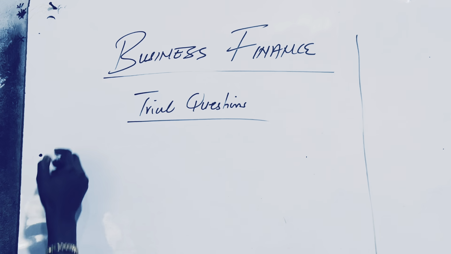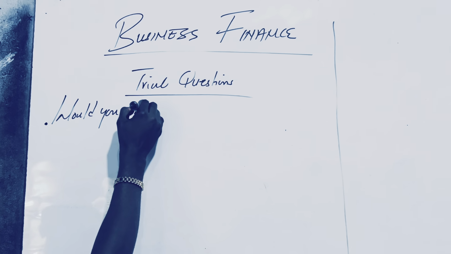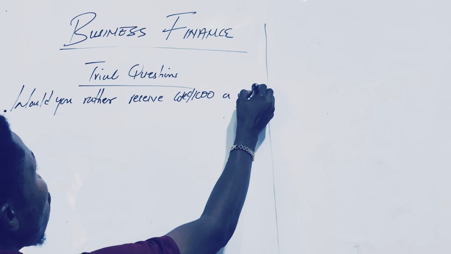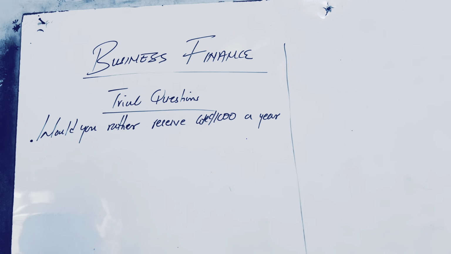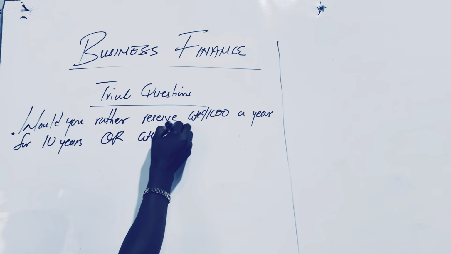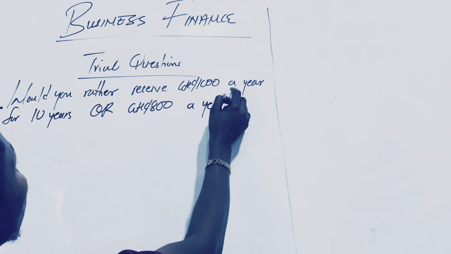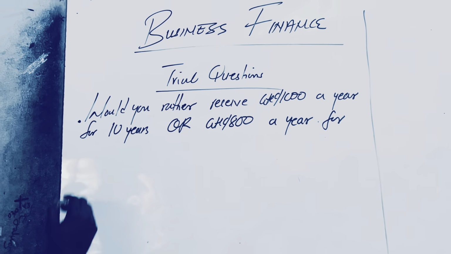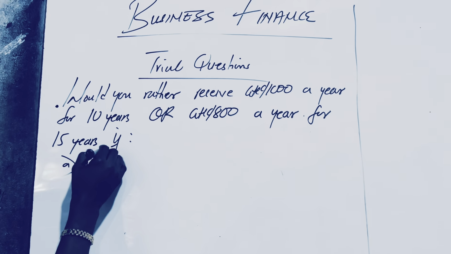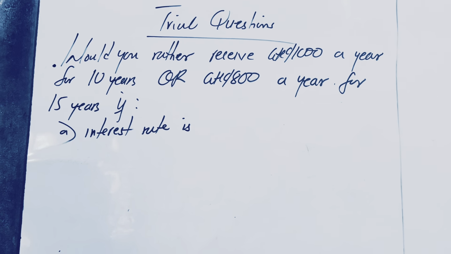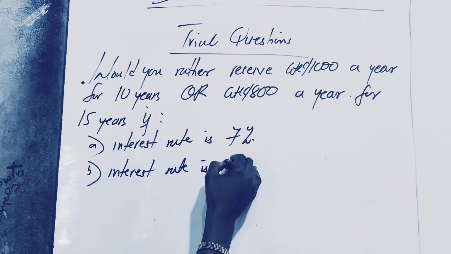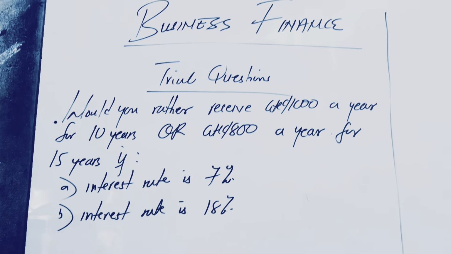Prior questions. So let's say we have a question like, would you rather receive A, 1,000 Ghana cedis a year for 10 years, if the interest rate is 7%, or B, 800 Ghana cedis a year for 15 years, if the interest rate is 18%? So would you rather receive?